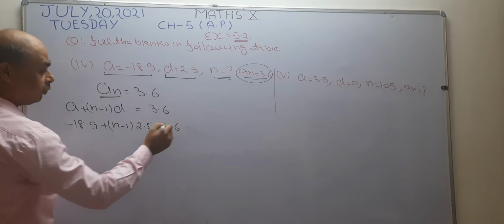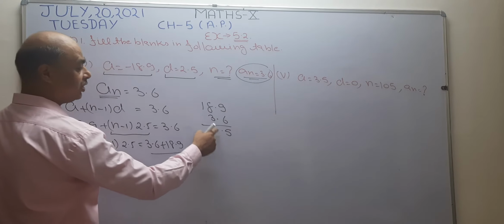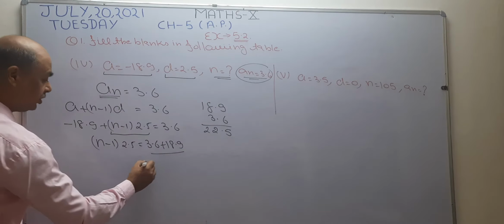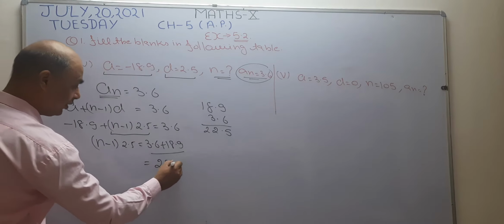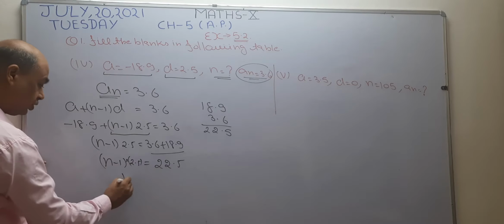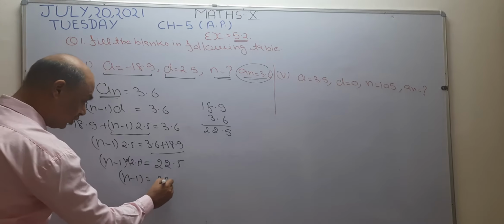Now I want to add these two terms. See, 18.9 minus 3.6. 9 plus 6, 15. Decimal is there. 8 plus 4, 12. And this becomes 22.5. So instead of these two terms, I want to write 22.5. After that, what is left? N minus 1 into 2.5. Now this term is going to multiply with n minus 1. When I take this term from left to right, this term is going to divide this term. So this becomes n minus 1 equal to 22.5 upon 2.5.